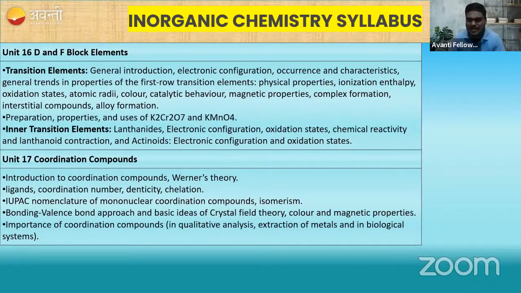So just like the P block, we also have the D block and F block elements. In this also, we are going to study the entire D block, that is the 3d, 4d, 5d series, and the F block. So we have the lanthanoid and actinoid series. So we are going to study this as well.